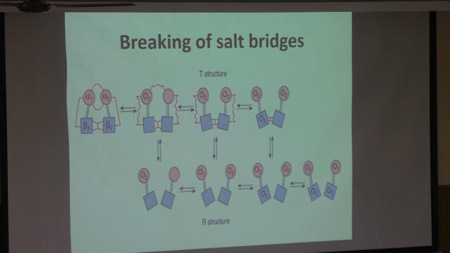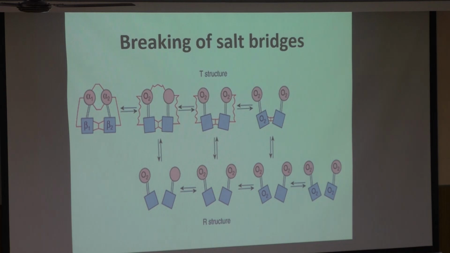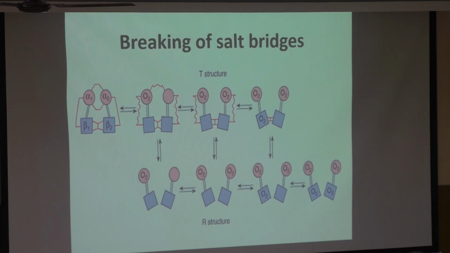Okay, so oxyhemoglobin is called R. We'll discuss what R is. And deoxyhemoglobin is called T. T stands for tense, R stands for relaxed. Okay, so that is why tense. Because of the salt bridges it is tense. Okay, once the salt bridges are broken, it is relaxed. Okay, so these three modifications take place in the hemoglobin so that it will bind.